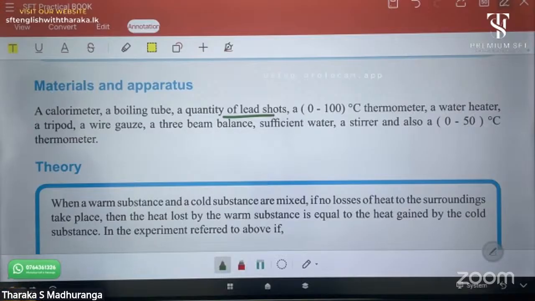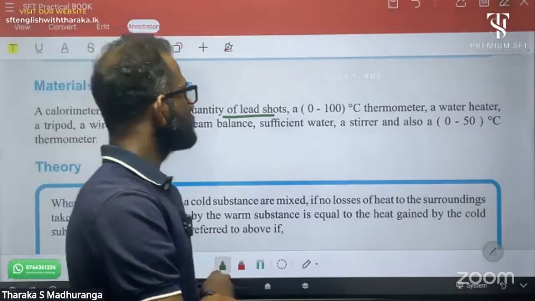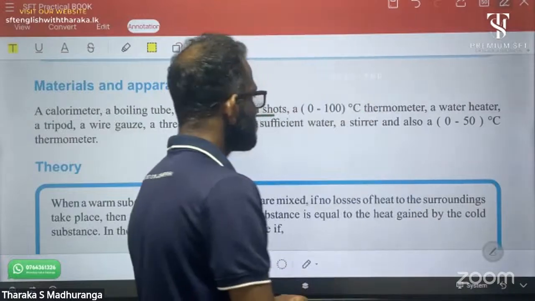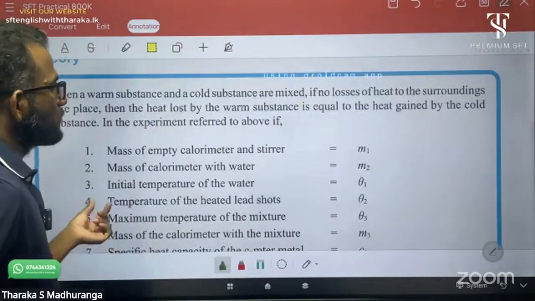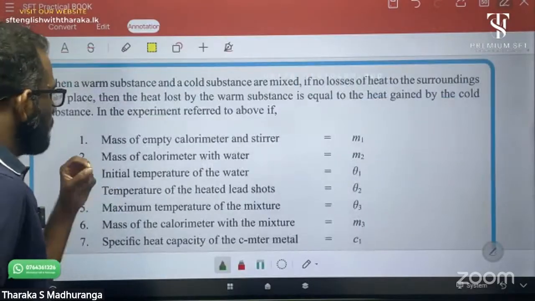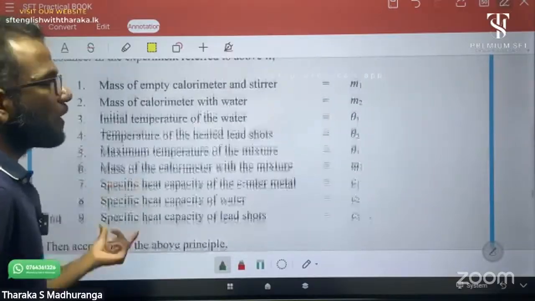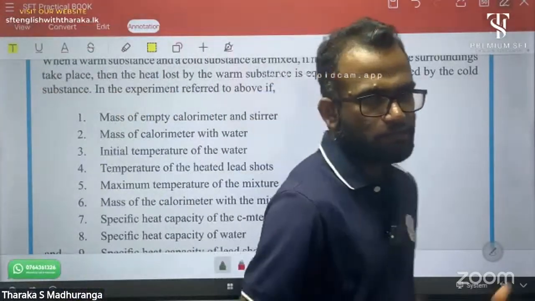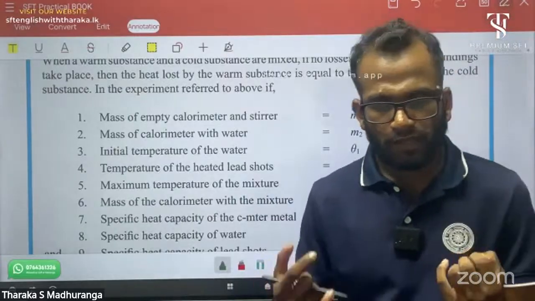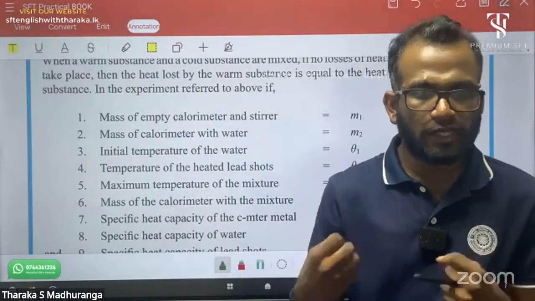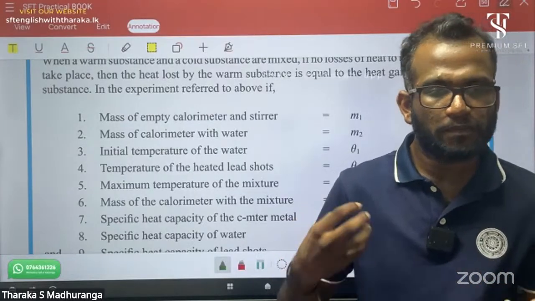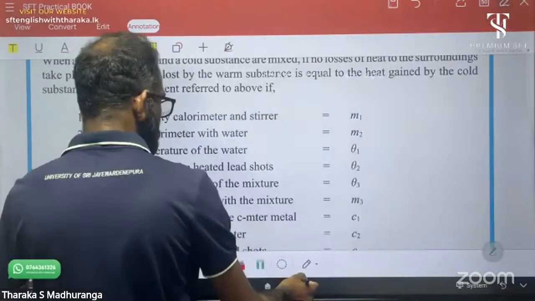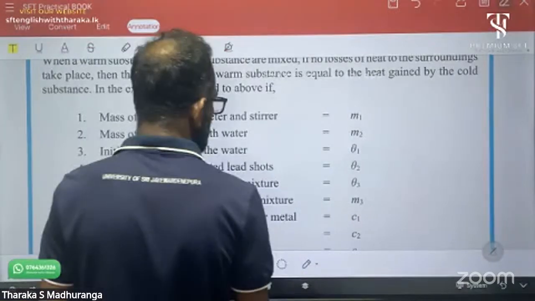Gauze wire, a triple beam balance, sufficient water, a stirrer and a thermometer again. I think you can remember the mixture method. If there is no heat loss, the heat released by the hot substance equals the heat absorbed by the cold substance. If you look at these carefully, this is very simple.